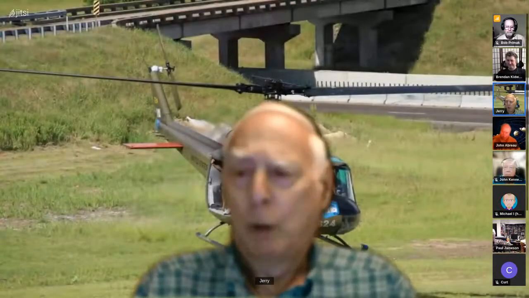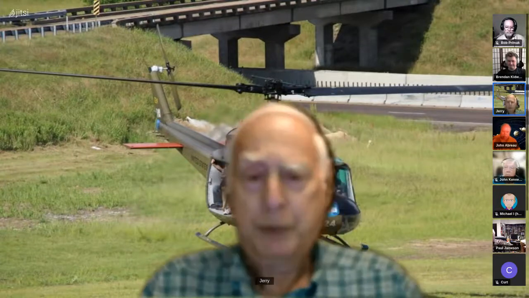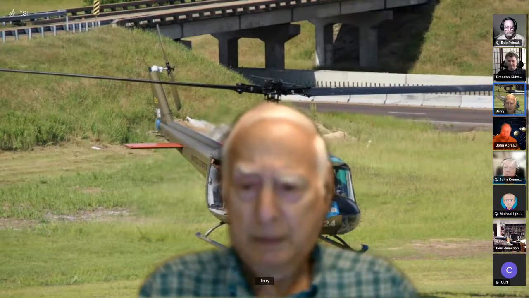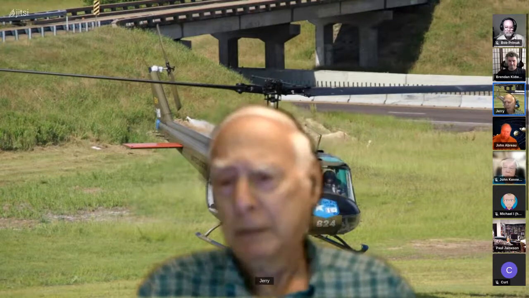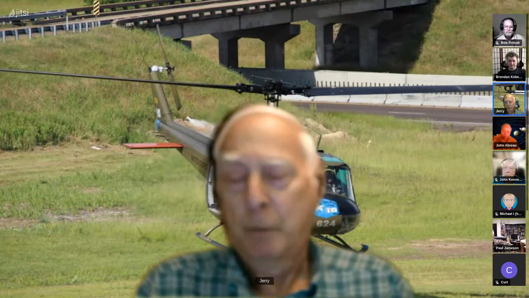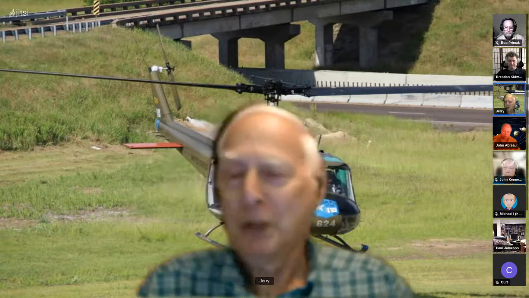Yep, and they all work together. If you pull pitch, you also have to give it a little pedal. Or if you add more throttle, you have to do more pedal and stuff like that. And of course, pedal operates the tail rotor, and that needs more power, so the helicopter is a complete feedback loop.